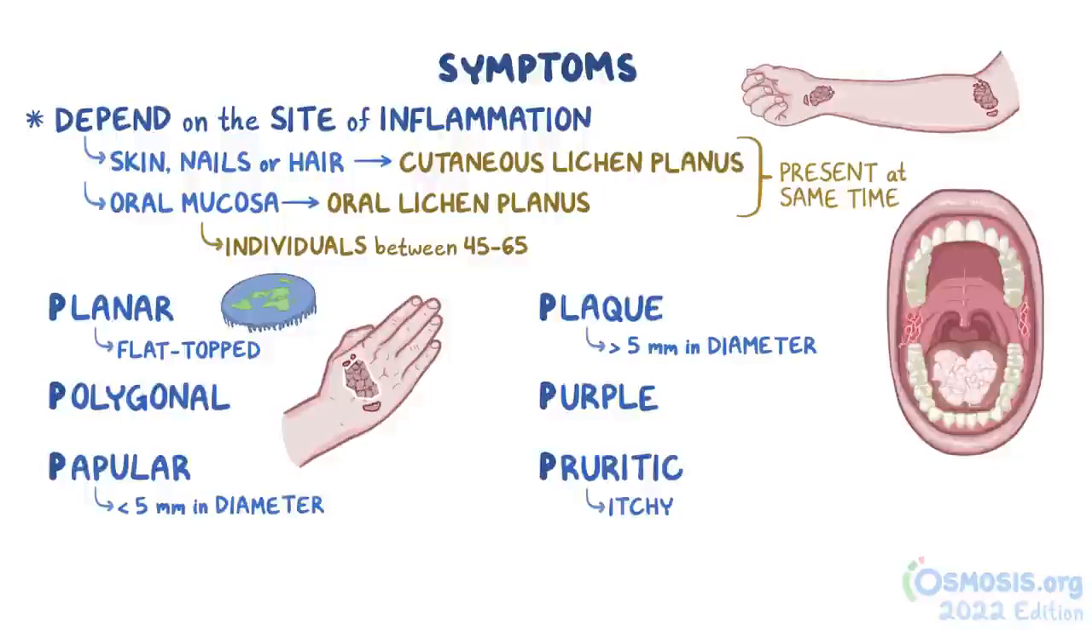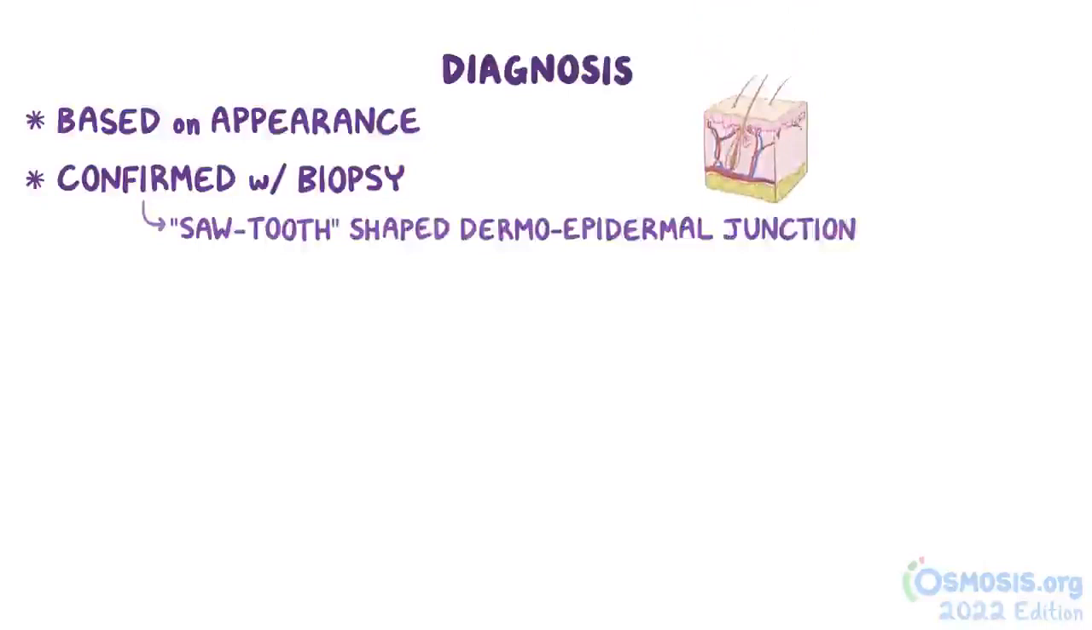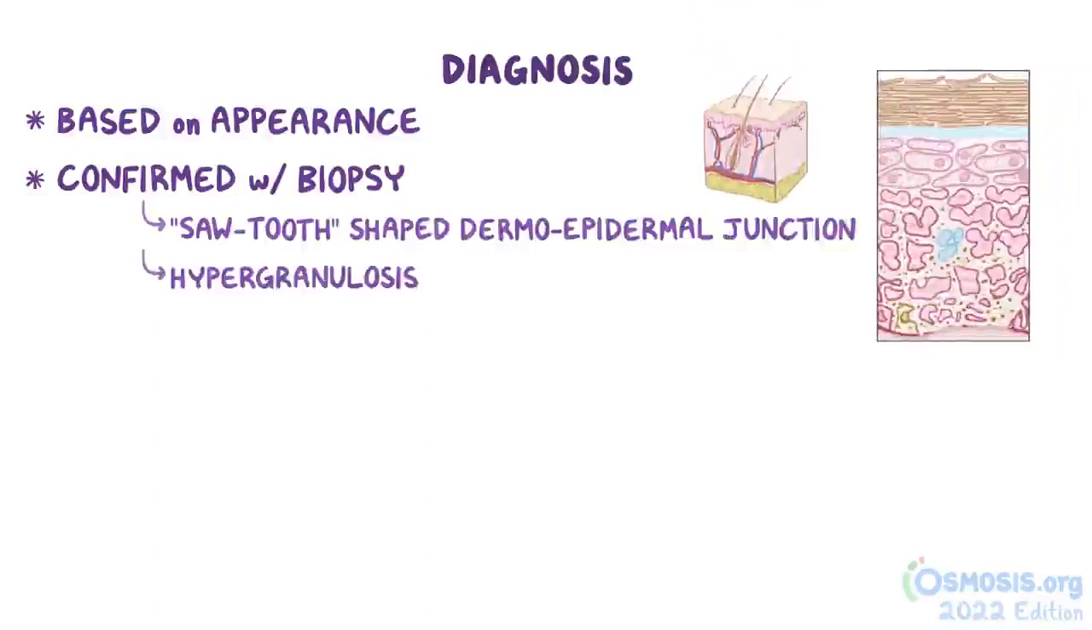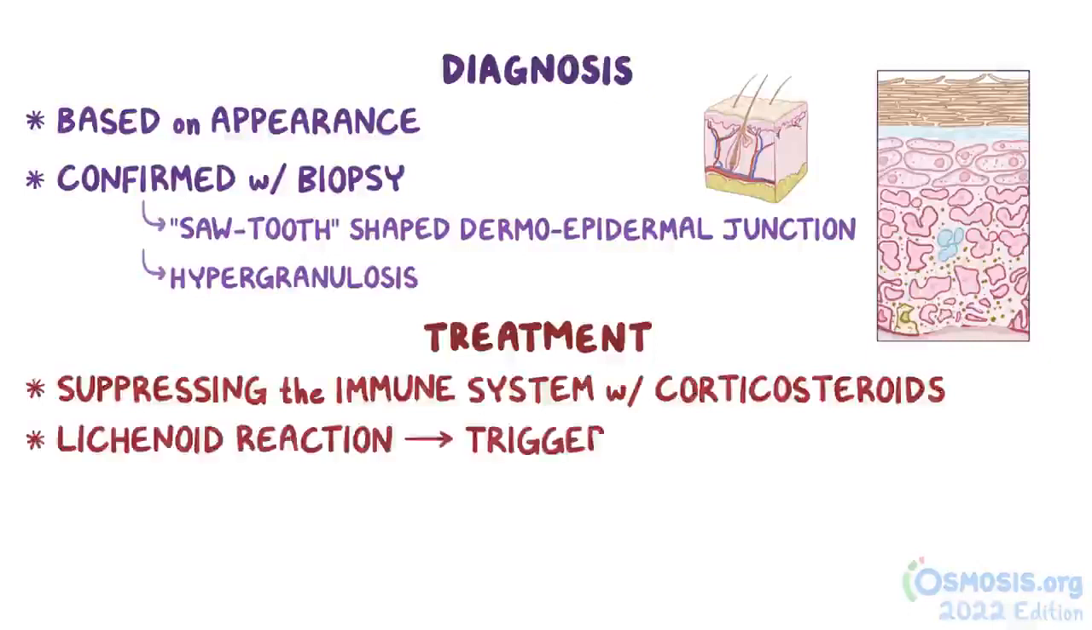Sometimes the surface of oral lesions is covered with white, reticular, or net-like lines called Wickham's striae. In fact, that's the most common feature in oral lichen planus. The diagnosis of lichen planus is based on its appearance and can be confirmed with a biopsy that shows a sawtooth-shaped dermo-epidermal junction and a thickened stratum granulosum, or hypergranulosis. The treatment of lichen planus is geared at suppressing the immune system with corticosteroids. In a lichenoid reaction, the trigger is known, so that trigger is removed.